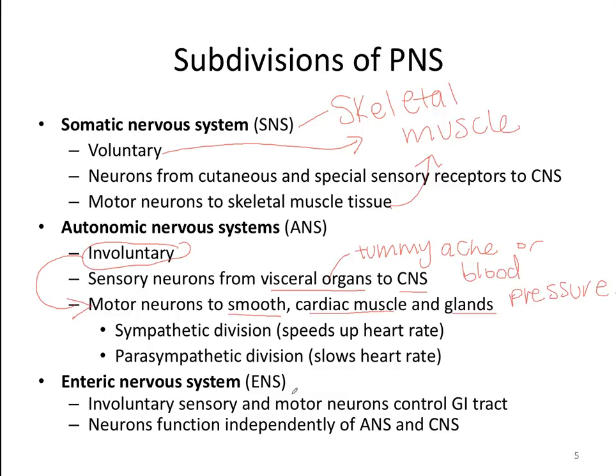The enteric nervous system is completely independent. These are involuntary sensory and motor neurons that control the GI tract specifically. And these neurons function independently of either the autonomic or the central nervous system, and they're certainly not involved in the somatic. So the enteric nervous system is modulated or monitored by this division, the parasympathetic. But if parasympathetic innervation went away, the enteric nervous system could and would act on its own. So it's not dependent on the autonomic nervous system, it rather has a relationship with it.